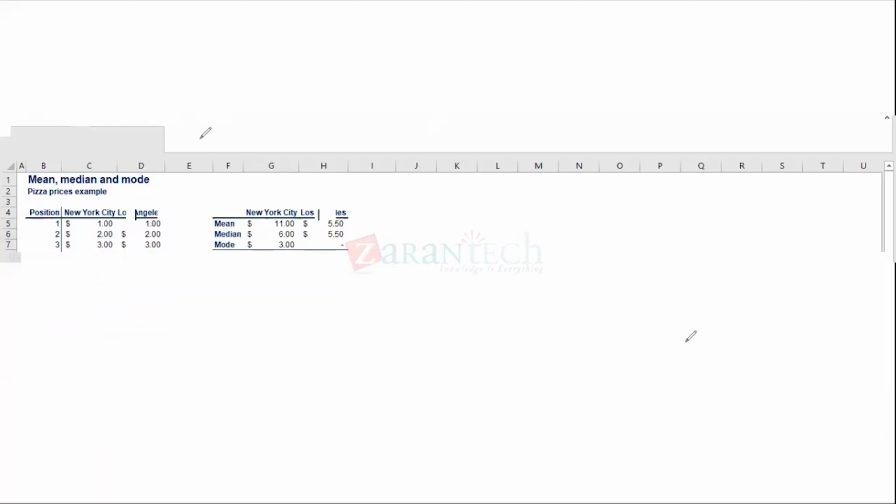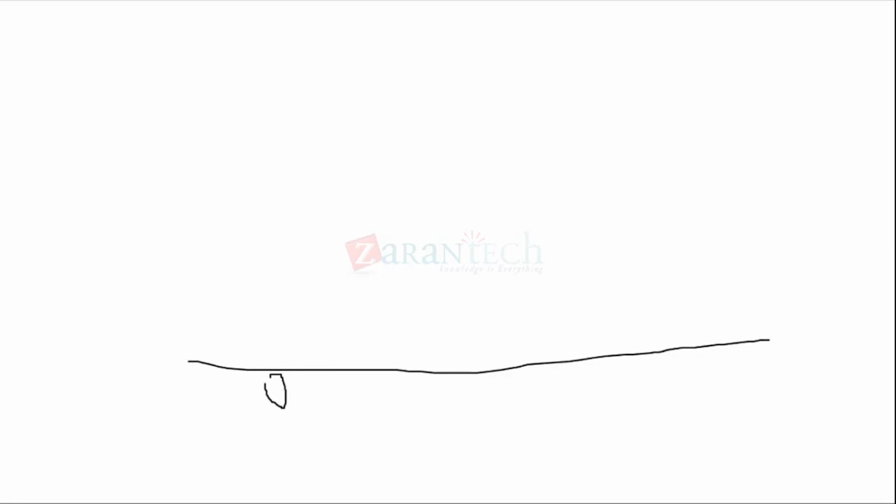Okay. So on a number line, let's say this starts from 0 and this is 100. I don't have that pen, otherwise it's okay. So now in this particular example, the mean comes out to be 11 and the median is coming out to be 6. So basically the median is somewhere here, and this is how the data looks.